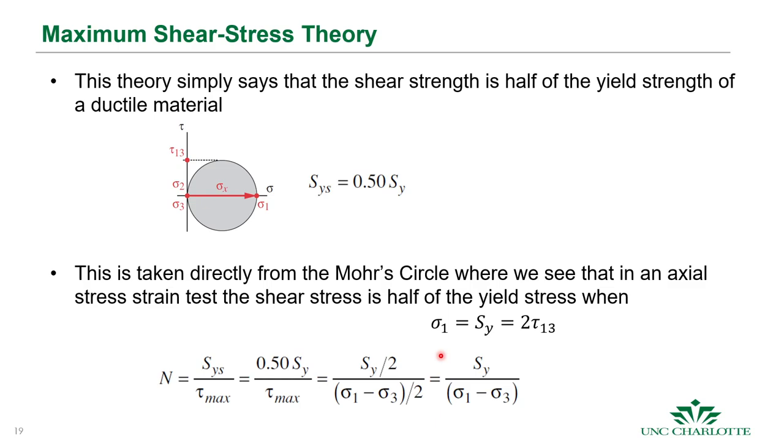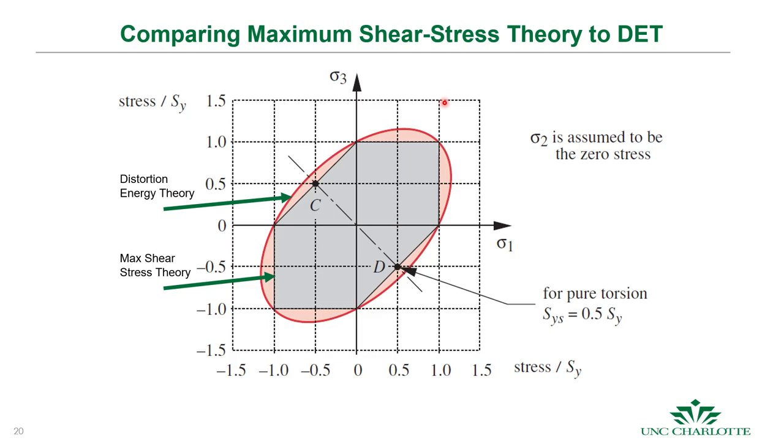Now, if we superimpose those two theories onto this graph, this is what we get. Okay, so in this case, it's half, right? That's the max shear stress theory. And the ellipse here in this reddish color is the distortion energy theory. So you can see that this gray area that comes from the max shear stress basically says, hey, you can load up your part all the way until you exceed your yield stress, and then you're going to fail. And the same thing over here. If you only have a single state of stress, sigma 1, you have no sigma 3, then you're going to fail at the yield stress.